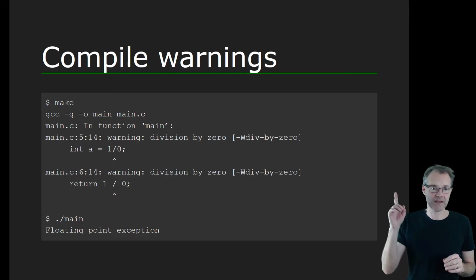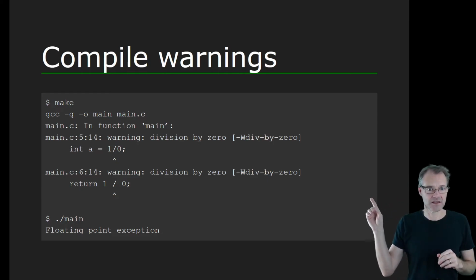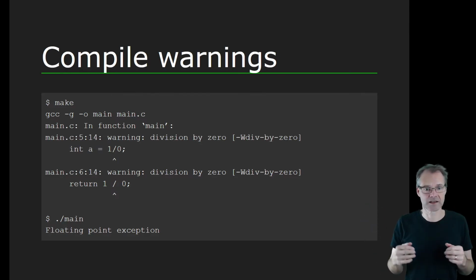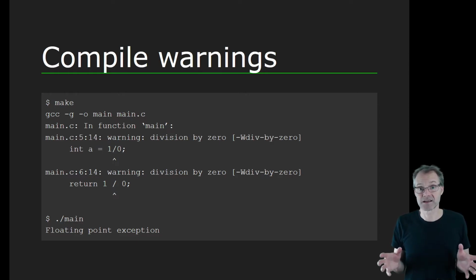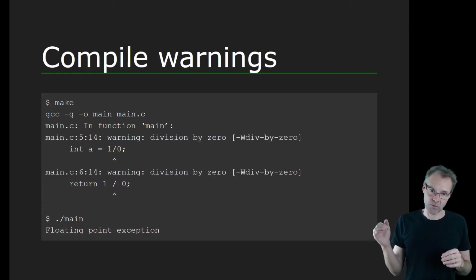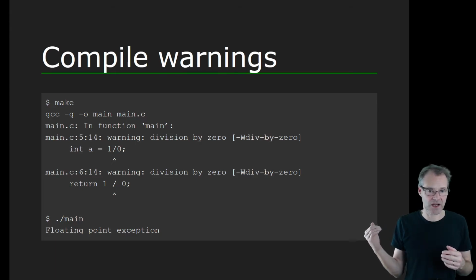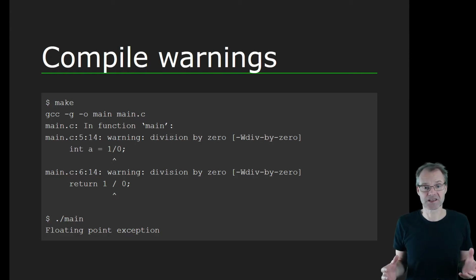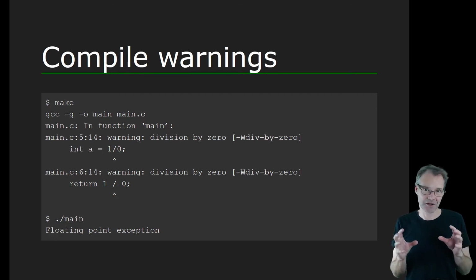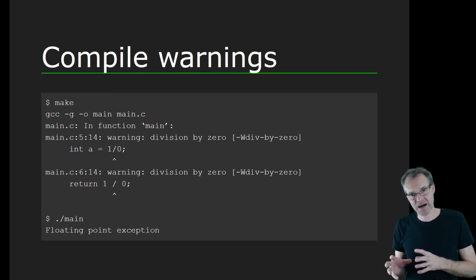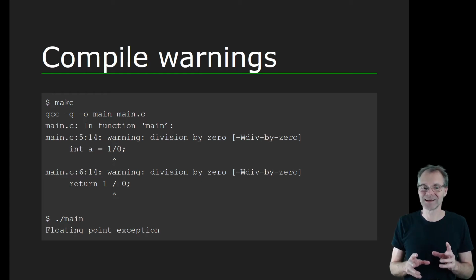So here I'm doing make, and you see gcc -g main, so you see what the actual compiler command is. And here I'm having two warnings about division by 0, which is not allowed. But warnings will still let me create the executable and run it. So here I'm trying to run it, and I get a floating point exception since I'm dividing by 0, so not good. With compiler warnings, the program might still work, but most likely you want to fix them.